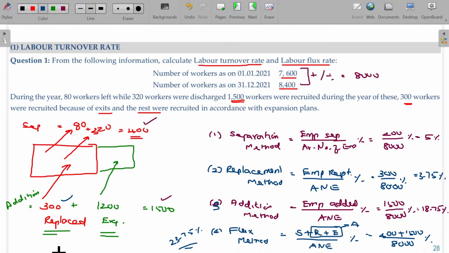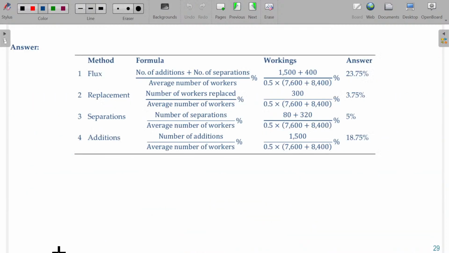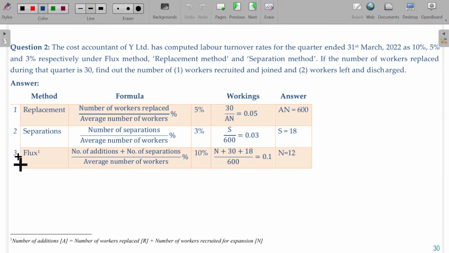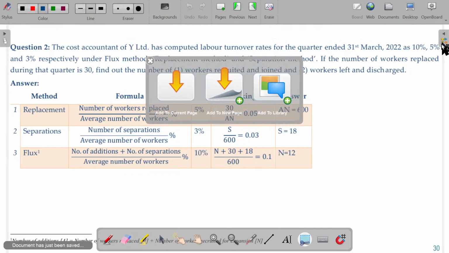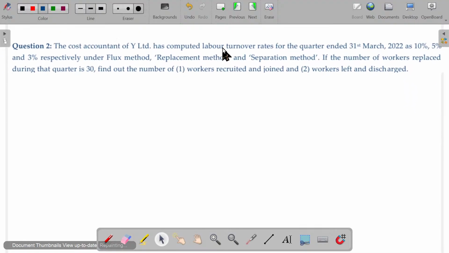Clear? Now let's move on to the next illustration. Question number 2. Yes, tell me.